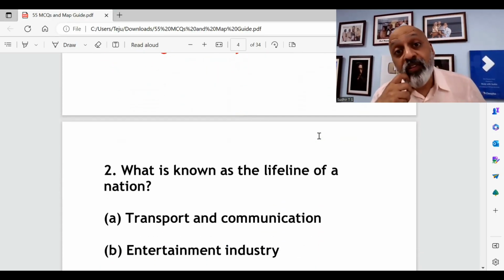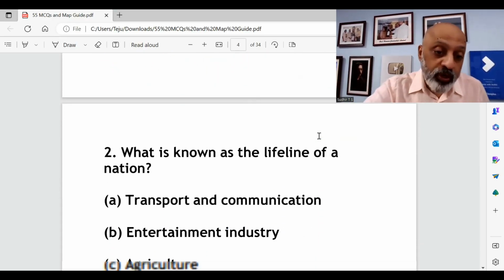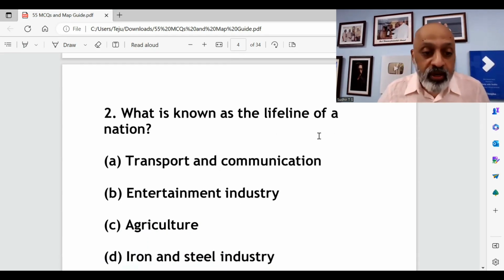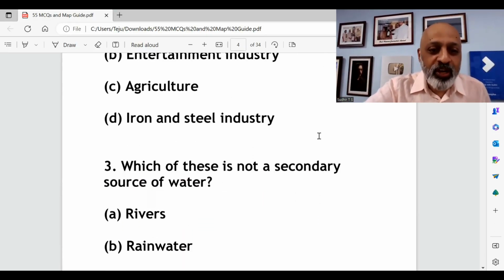What is known as the lifeline of a nation? Is it transport and communication? Is it entertainment industry? Is it agriculture, or is it iron and steel industry? The correct option is right, A, transport and communication.